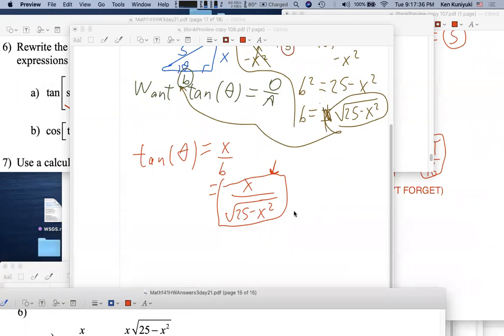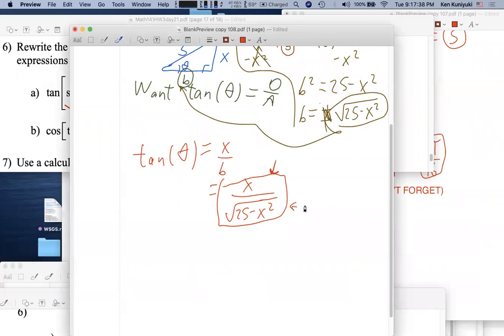Hey, by the way, is that 5 minus x? Can I take square roots term by term? The answer is no. Otherwise, I would have done that. You cannot take square roots term by term. Now, you can take them factor by factor if the pieces are non-negative, but you do not take square roots term by term. Root of 25 minus x squared does not simplify nicely. If you think you can simplify it nicely, you don't know what you're doing. All right, so that's the answer.